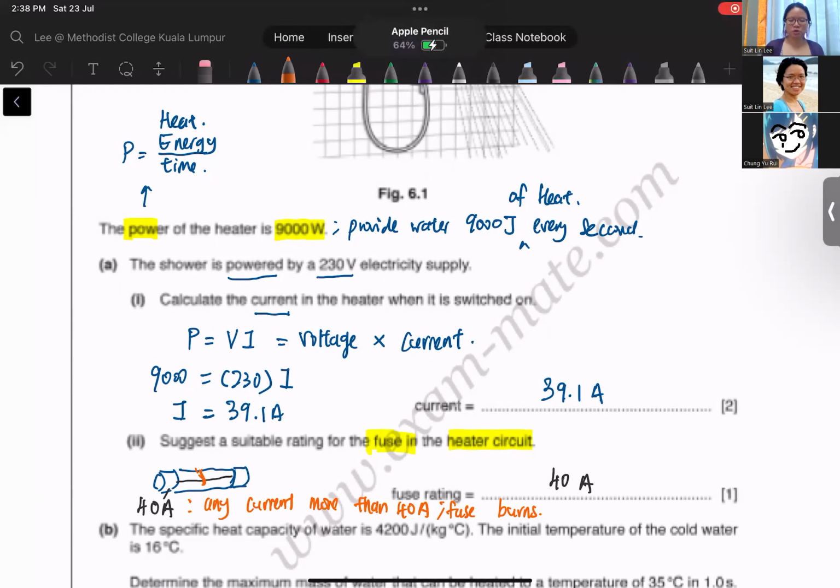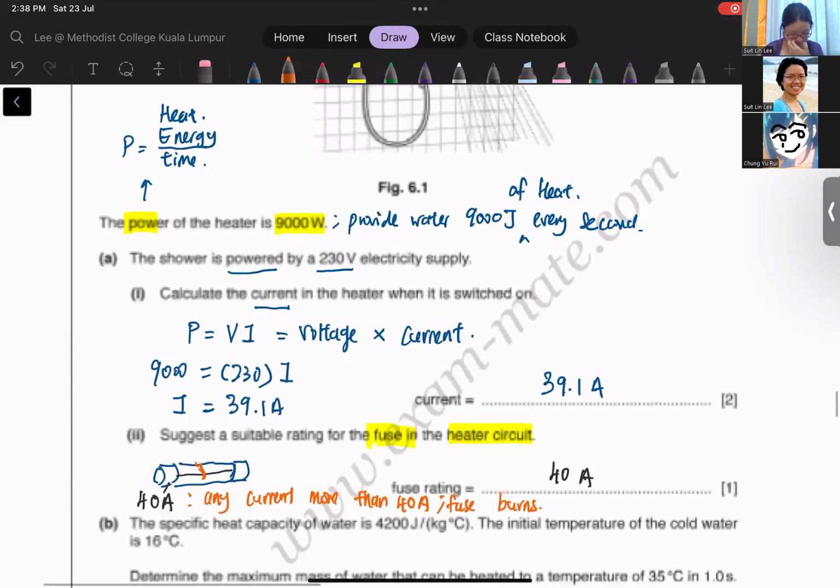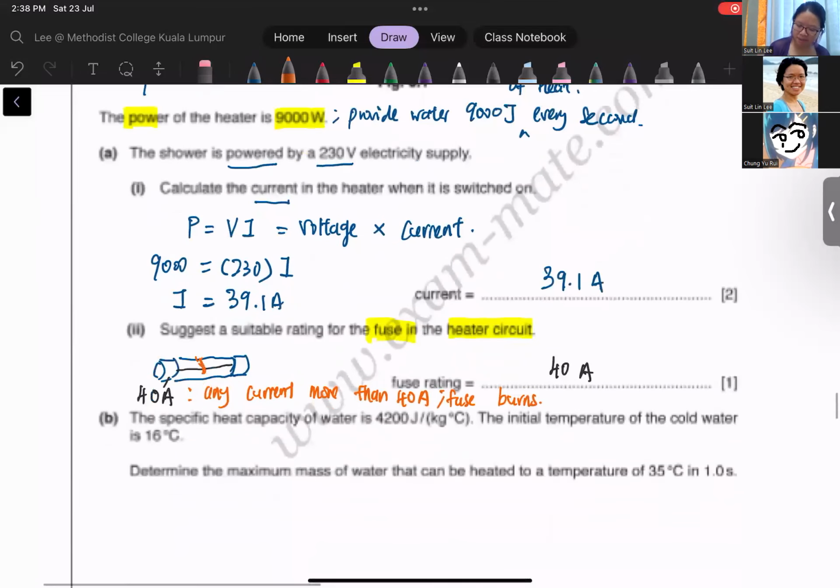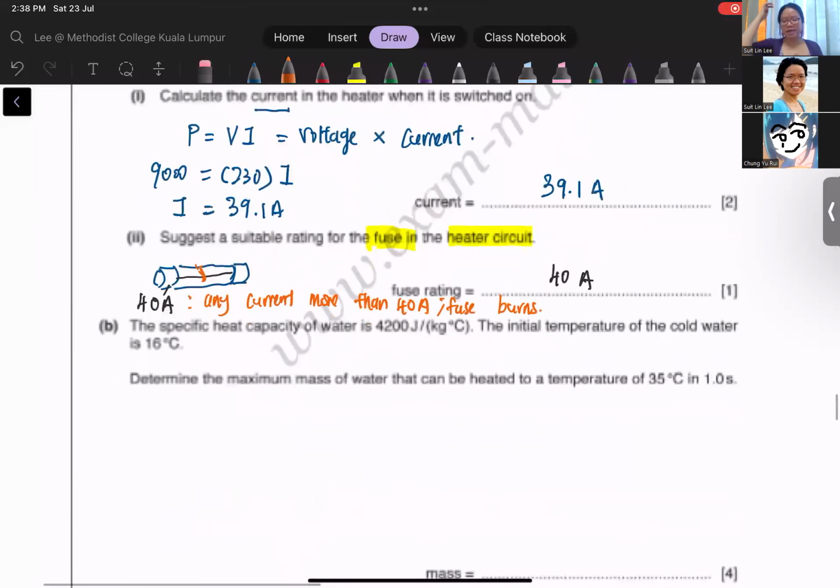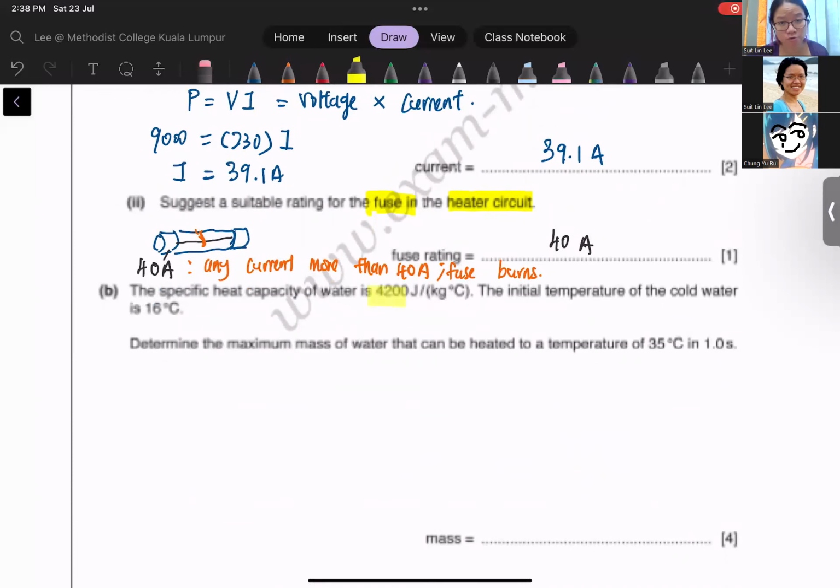All right. So right now we continue the question first. Specific heat capacity of water, 4200 joule per kg per degree Celsius. You don't need to remember the 4200. They have to give you in the exam, okay? Because these are just facts, right? Initial temperature of the cold water is 16 degrees Celsius, okay? So initial temperature, maybe I'll call this T1. Determine the maximum mass of water that can be heated. So I want to find M. That can be heated to 35 degrees Celsius, T2, in 1 second.